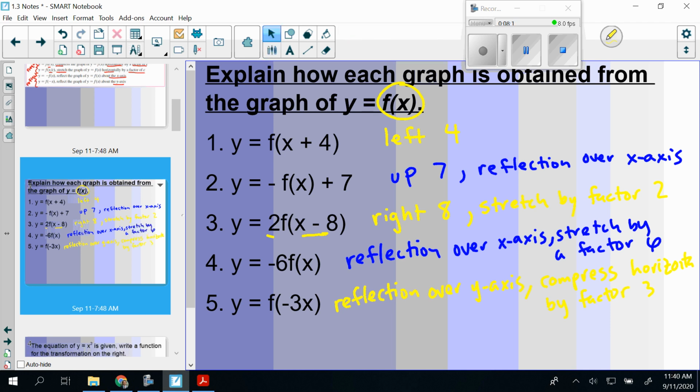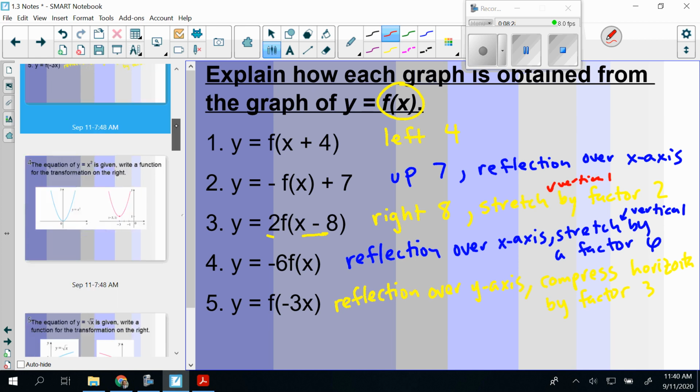And I suppose on these last ones we should have been more specific. It's going to stretch vertically for these ones when we were stretching before. So make sure that should have a vertical there. Make sure you indicate which direction.